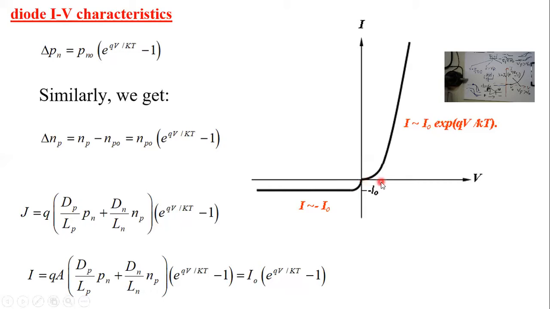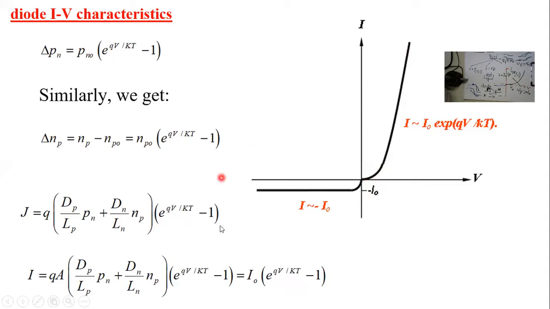And then we have this region, which we call the sub-threshold potential region, when the voltage is still smaller than V naught. And then when the voltage is greater than V naught, the current starts to increase exponentially. This is the forward bias. And if the voltage is in the negative direction, this is the reverse.